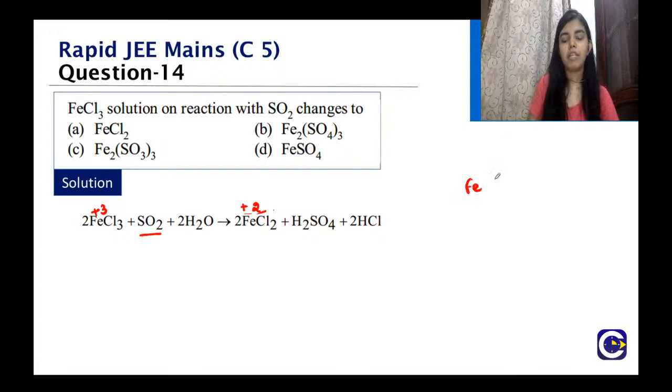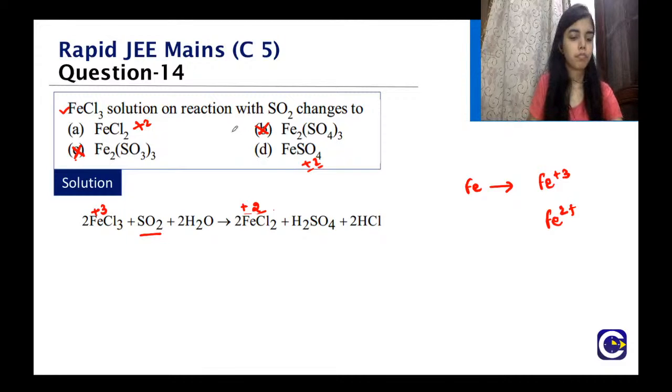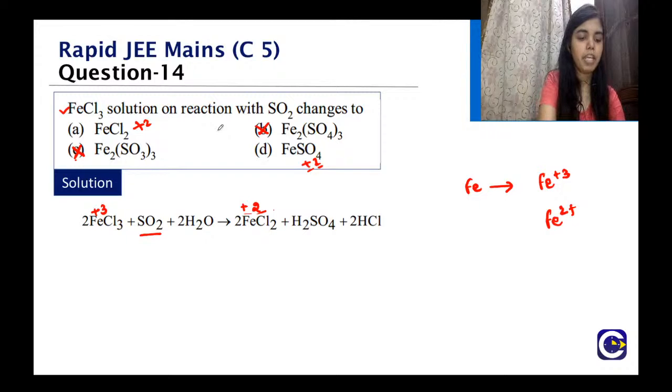For example, if you see that Fe, the more common oxidation states are what? Basically Fe3+ and Fe2+. So Fe3+ is already present, right? So you can rule out the two options, that is B and C, right? Here also it is +2 oxidation state and here also it is +2 oxidation state. So accordingly you can eliminate the options. You can use the elimination method this way for certain questions, right?